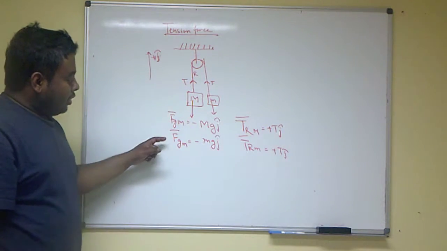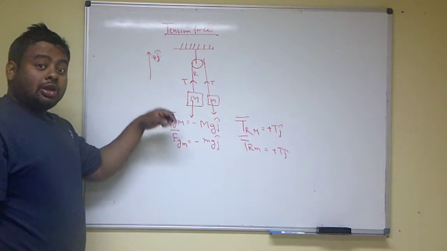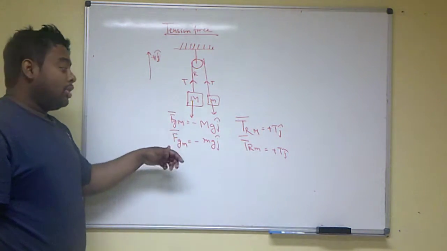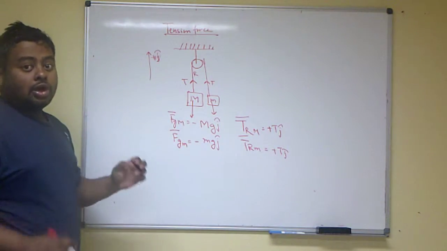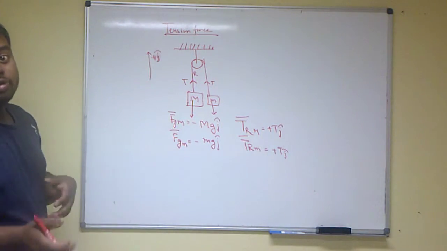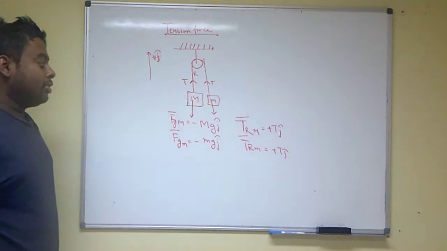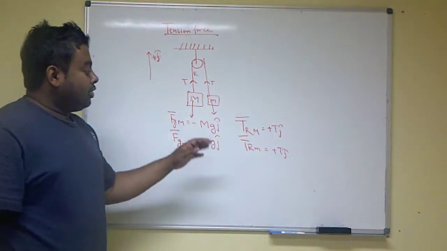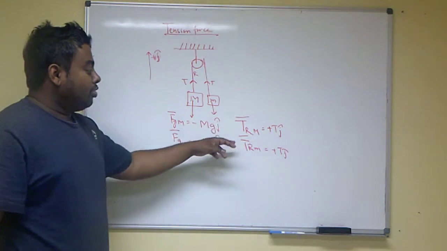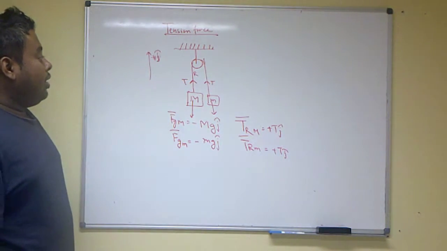The force of acceleration due to gravity acts in the negative normal direction to Earth, but the tension and the normal force are with respect to the body. They are not with respect to Earth. Just making the concept clear. So these are the tension forces: tension in the rope due to capital mass M, and tension in the rope due to small mass m.